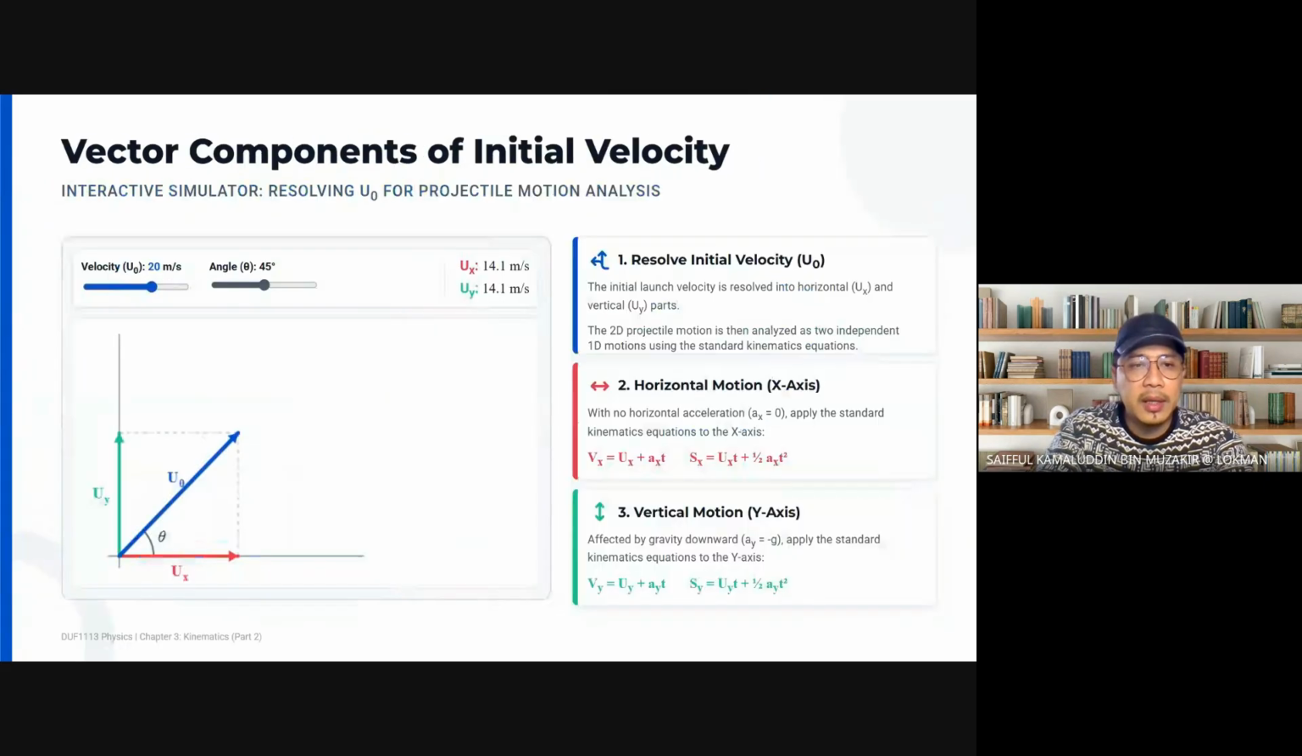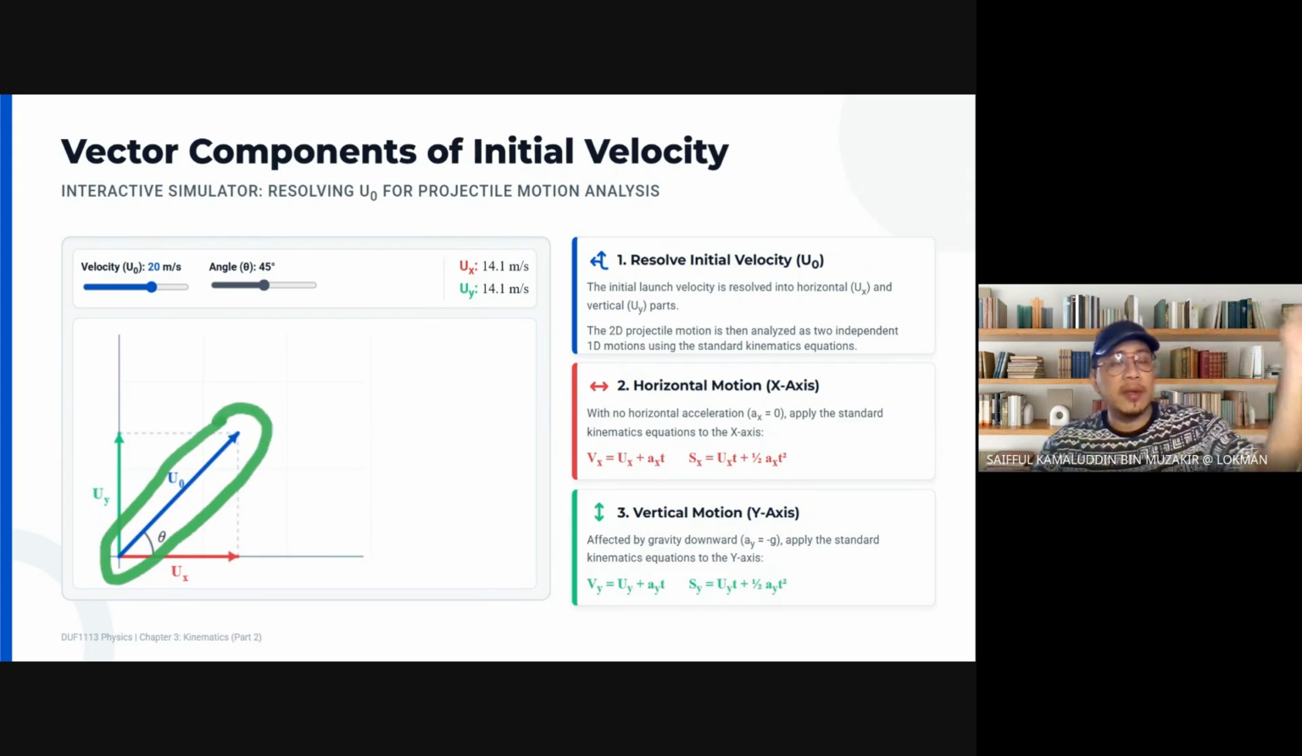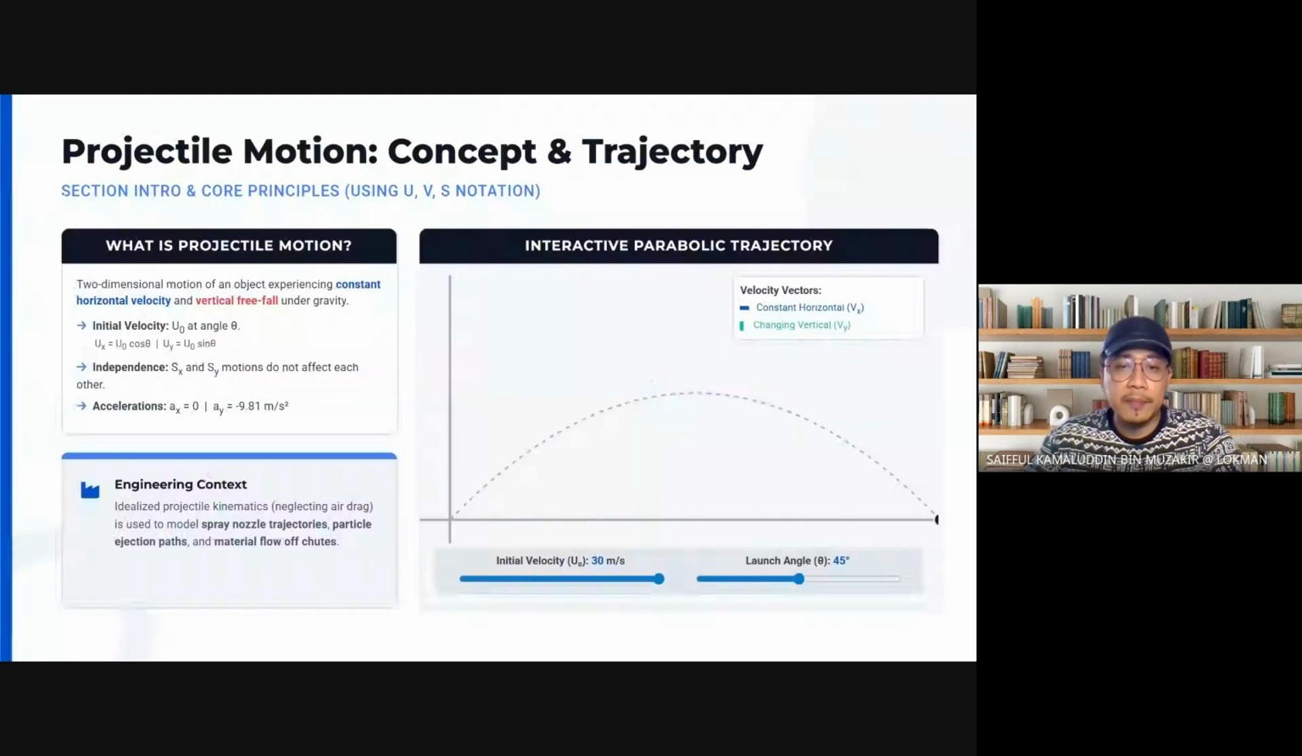So we look at the next one. The vector components of initial velocity. Let's say this is your initial velocity, the one that I have shown you just now on the previous slide. This one, the u. We are learning how to resolve it into ux and uy. We want to resolve that. So this is how you resolve it.